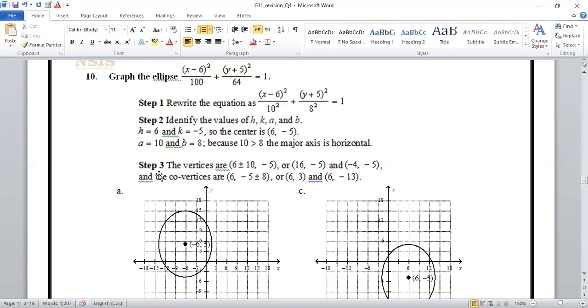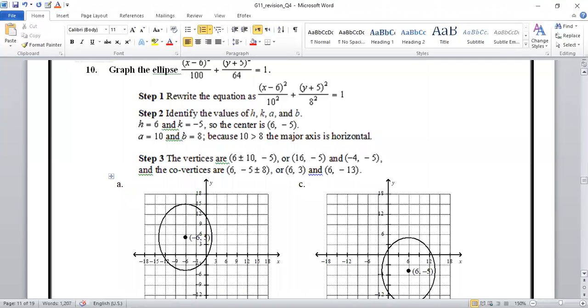on the x-axis. So from the center, 6 plus or minus 10, comma negative 5: that is 16, negative 5 and negative 4, negative 5. And the co-vertices, on the y-axis, on the minor axis, are 6, negative 5 plus or minus 8, or 6, 3 and 6, negative 13.